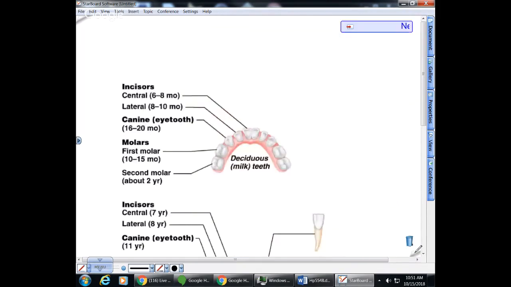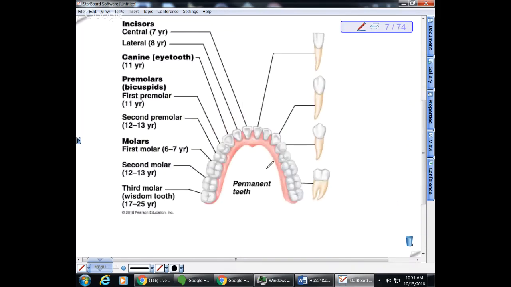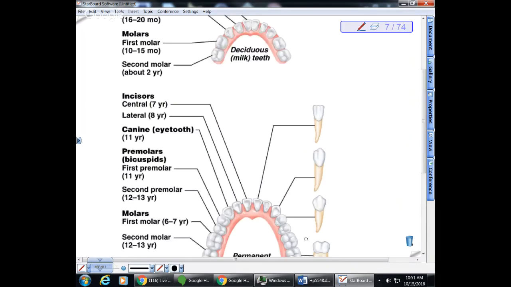Do I have a picture of that? Oh, yeah. So these are the milk teeth, right? And then these are your permanent teeth: incisors, canines, premolars, and molars. Okay. And so it tells when they come in.